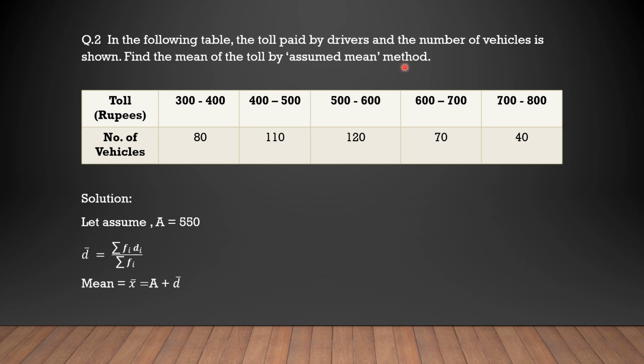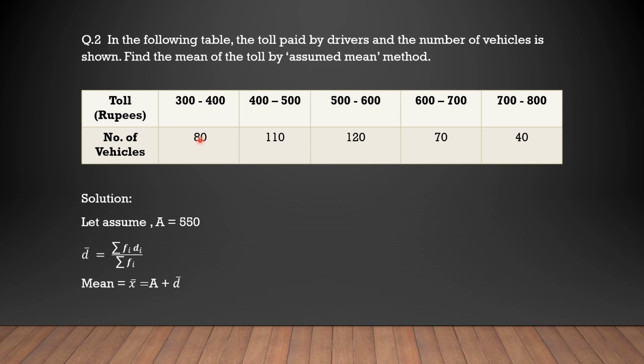तर या क्वेश्चन मध्ये आपल्याला टेबल दिलाय. या टेबल मध्ये ड्रायव्हर जो टोल चे पैसे भरतात त्याची व्हॅल्यू दिली आहे इन रुपयामध्ये अँड नंबर ऑफ व्हेकल्स. टोल 300 ते 400 हा टोल भरणारे 80 व्हेकल आहेत. 400 ते 500 टोल भरणारे 110 व्हेकल आहेत. 500 ते 600 120 व्हेकल आहेत. 600 ते 700 टोल भरणारे 70 आहेत आणि 700 ते 800 टोल भरणारे 40 व्हेकल आहेत.